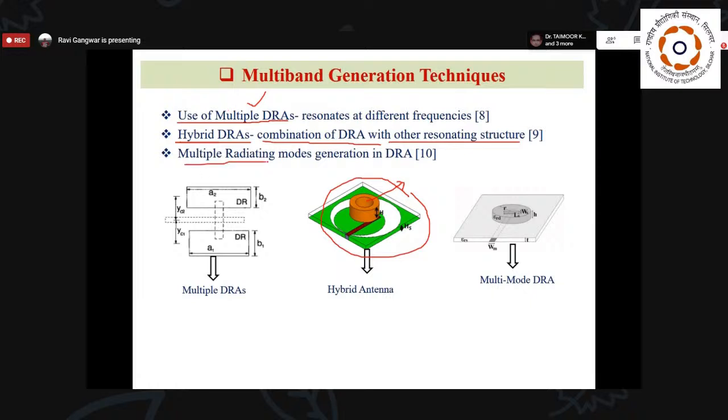The third one is multiple radiating modes, or we can say the multi-mode generation concept. In this case, we generate more than one mode inside a single DRA. Here, the beauty of this method is that the size of your antenna is going to be compact, because we use a single DRA, and here we generate different kinds of modes, so that we are able to get different frequency bands, which gives multiband performance.